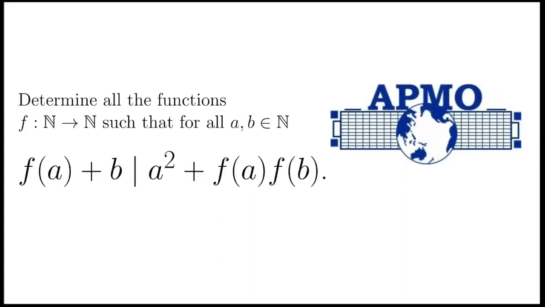Let's take a look at this problem, taken from the Asian Pacific Mathematical Olympiad 2019. It says, find all the functions f that maps the set of natural numbers to itself, such that for all natural numbers a and b, f(a) + b divides a squared plus f(a) times f(b).